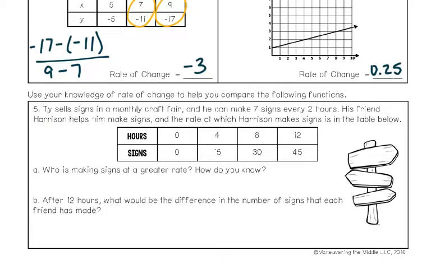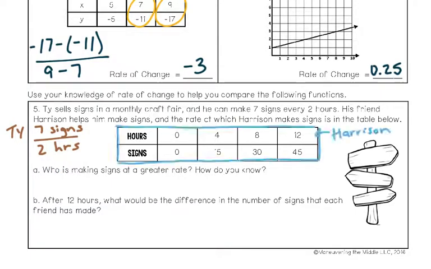In number 5, we're comparing two people, Ty and Harrison. Ty sells signs at a monthly craft fair. He can make 7 signs every 2 hours. So we actually have Ty's rate. We do not have Harrison's rate, but we have some information in a table. Keeping in mind that Ty's rate is 7 signs for every 2 hours, Harrison's rate is all shown here in the table. He can do 15 signs in 4 hours, and so on. We want to know who is making signs at a greater rate. How do you know? There's a lot of different ways you can do this. Go ahead and try this by yourself, and then press play when you're ready to check.